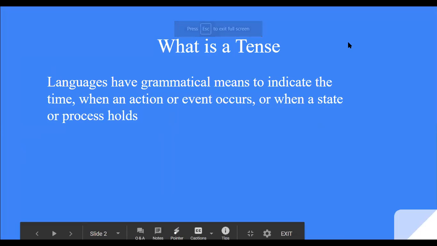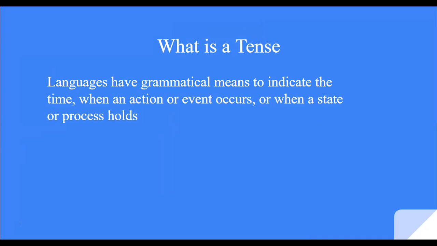So basically, just to recap the definition, as you had asked about what a tense is: languages have grammatical means to indicate the time when an action or event occurs, or when a state or process holds.